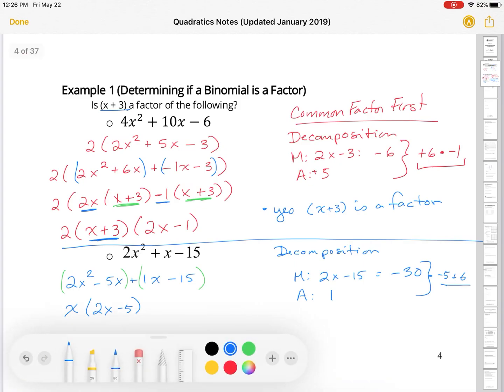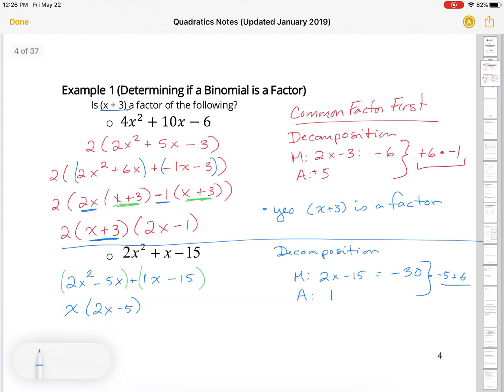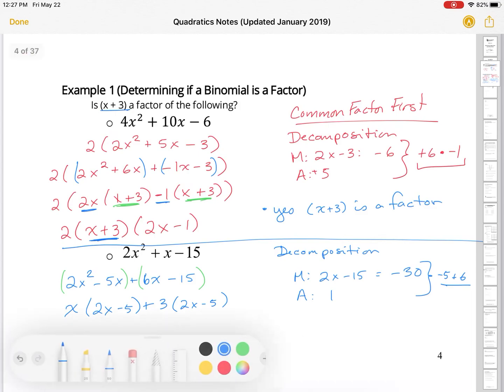I did something wrong here. This should be a 6, right? My mistake. It's negative 5 and a negative 6. It's okay. Whew. I was like, that doesn't work. And then I'm going to take out a 3. And I get 2x minus 5.